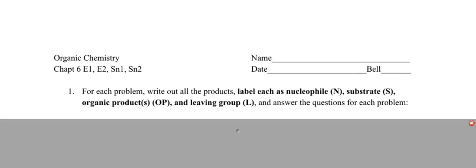Bringing you the Chapter 6 E1, E2, SN1, SN2 practice. This is your last practice for this chapter. So for each problem, we're supposed to write out your products, label each as the following, then answer any of the questions, okay? Hopefully by now this is coming a little bit easier for you. You are more able to identify which of the four types of reactions it's going to be, and from there identify your product. So let's see how we did.